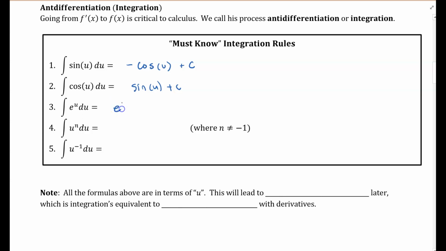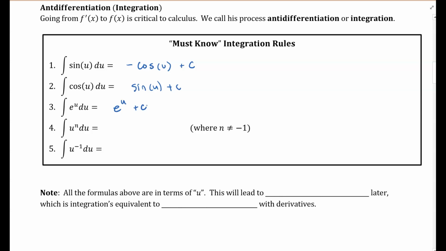Well, what's the derivative of e to the u? E to the u. What's the integral of e to the u? E to the u. This is the total Spider-Man meme in mathematical application. So e to the u plus c. All right, number 4, the integral of u to the power of n du, where n cannot equal -1.